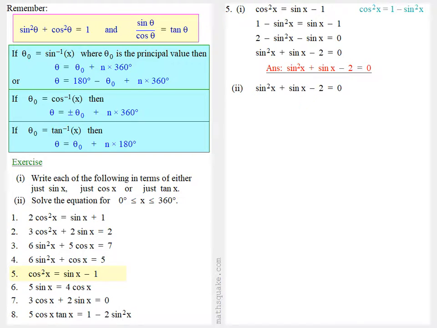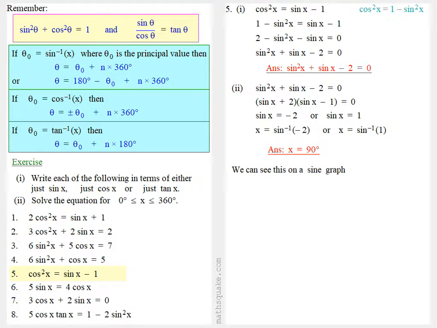Now in the second part we're asked to solve the equation sin squared x plus sin x minus 2 equals 0, and we can factorise it as sin x plus 2 into sin x minus 1 is 0, which means sin x is minus 2 or sin x is equal to 1. Well, if we take the inverse sine of both, there is no inverse sine of minus 2, so that doesn't give us any solutions, and the inverse sine of 1 only has one solution, x equals 90. And so that is our sole solution.